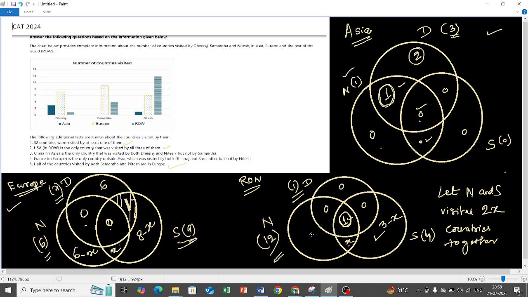Total number of countries is 12. So 0. How 0? Nitesh has visited 0 countries with Dheeraj and Nitesh together. One country, all 3 of them have visited. X number of countries alone. I'm talking about this thing. Total number of countries visited by Nitesh is 12. So 12 minus x. No, why 12 minus x? 12 minus within bracket 1 plus x. That is 11 minus x, right? It is 11 minus x.